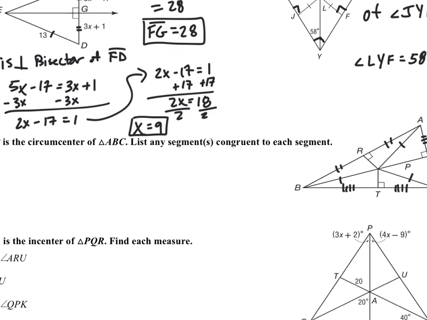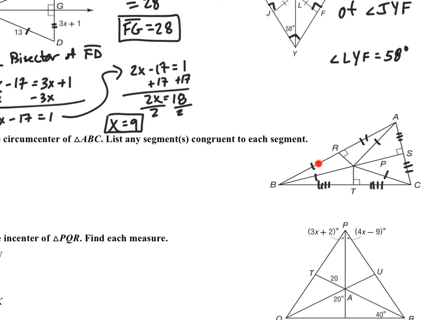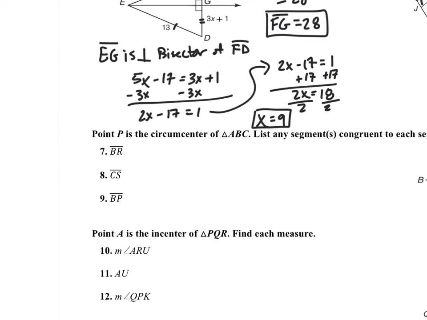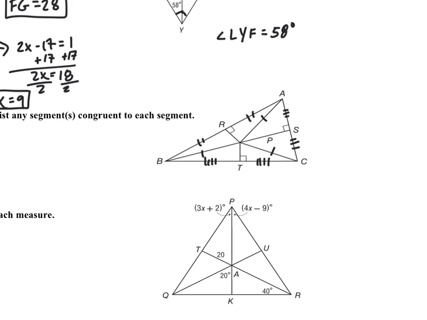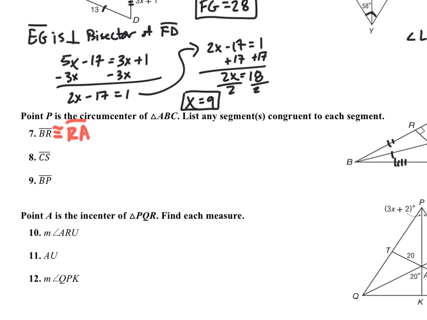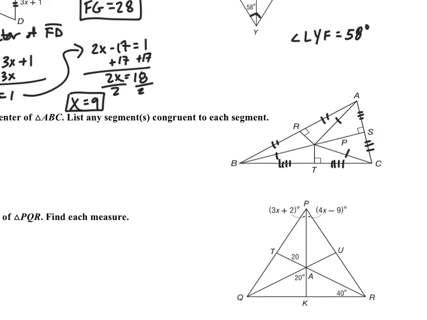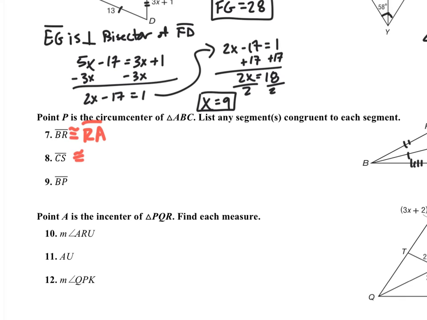Which segment is congruent to BR? That would be RA. So this is going to be RA. I'm going to put a little congruent symbol there. And then number 8 is asking what is congruent to CS. Here's CS. I know that AS is congruent to CS. So I'm going to write that AS is congruent to CS.